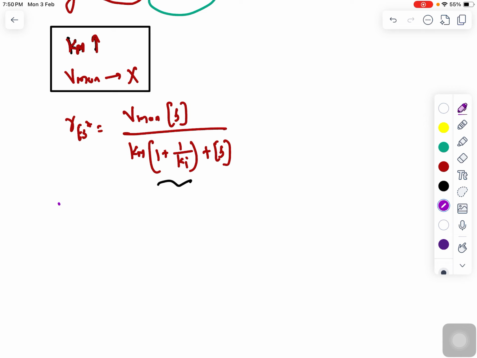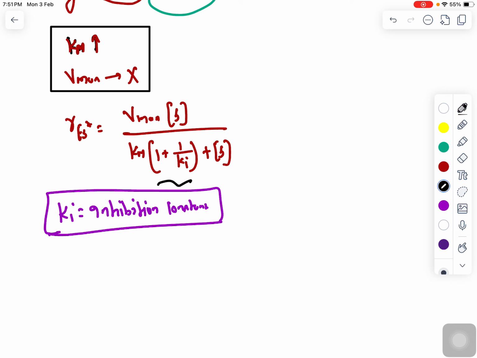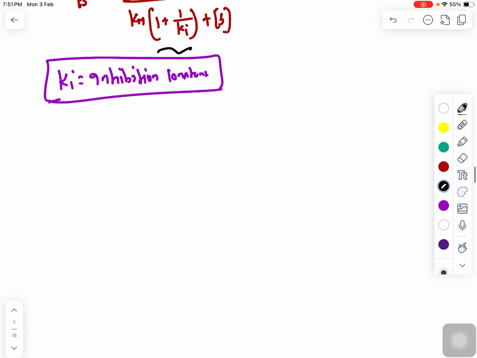Ki is called the inhibition constant. That is very, very important that you have to understand.